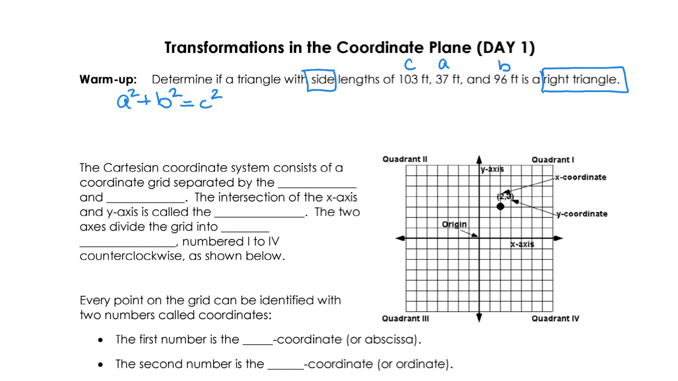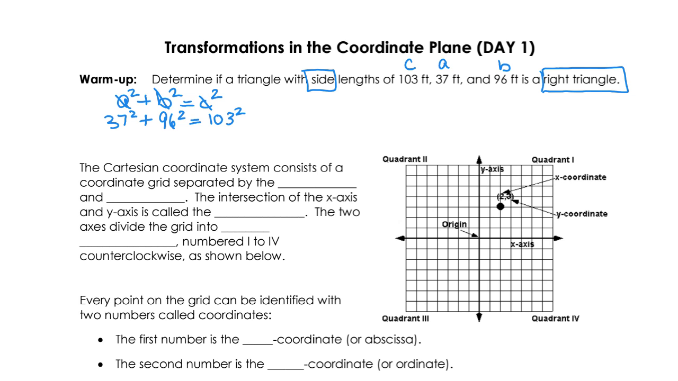All right, so here we go. We're going to go ahead and take out A, and we're going to go ahead and put in 37. Don't forget to square it. Plus, take out B and put in 96. Don't forget to square it. Equal to our C, which is 103. Don't forget to square it. Okay, take your calculator, type in 37 squared plus 96 squared, and hit enter.